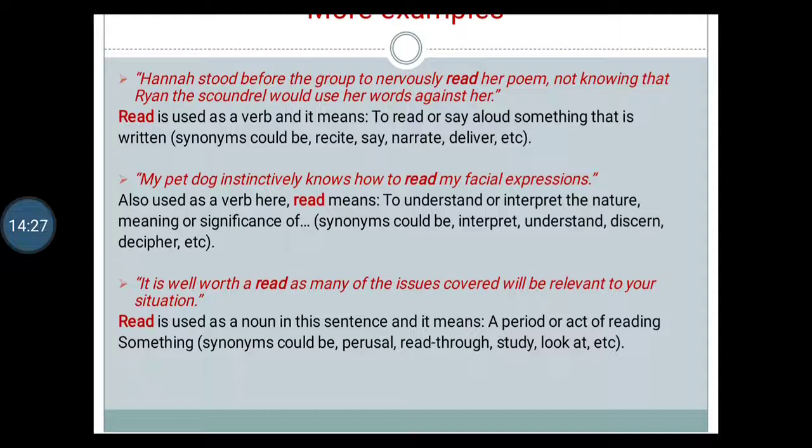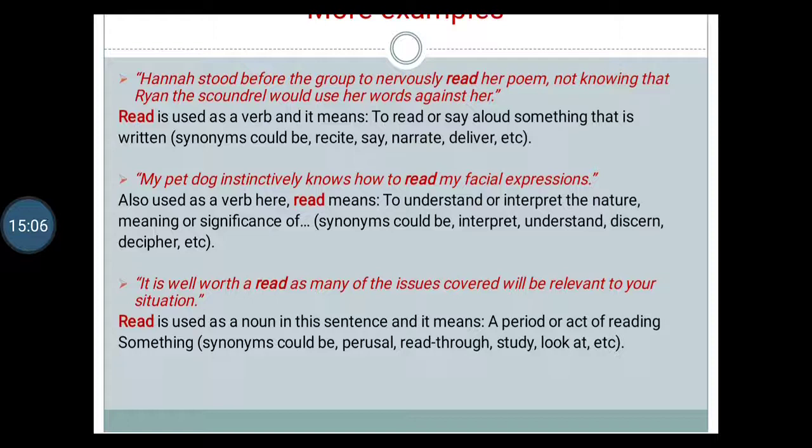So can you see the three different contexts in which we have used just the same word read, and read means something different in these three examples. So context is very, very important. Now, in this third example, there is no way that the synonym of read here could be to recite. My pet dog instinctively knows how to recite my facial expressions. No, no, no, not at all. This is another context. Now, look at the fourth example.